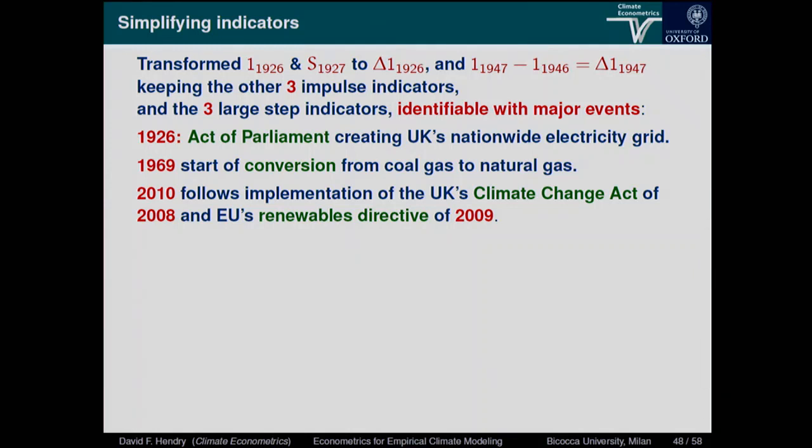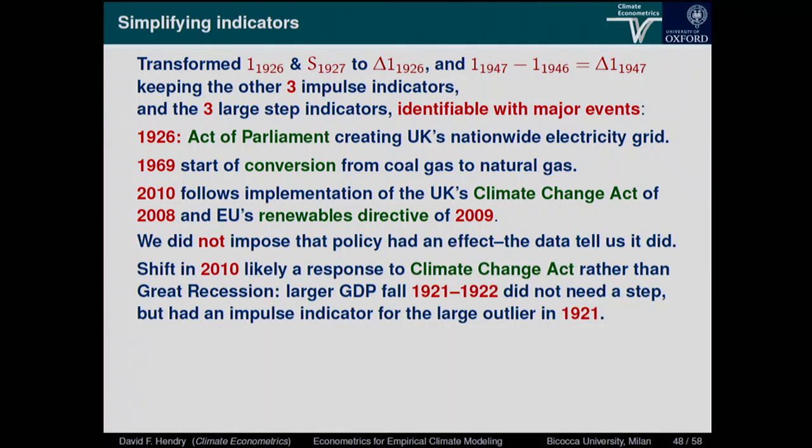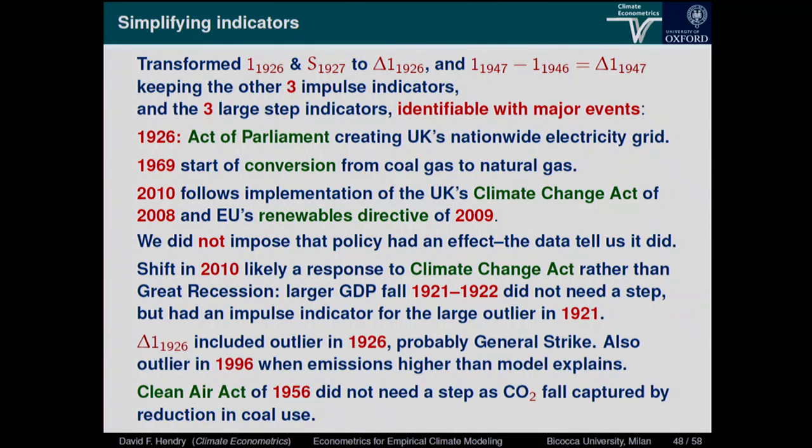And then 2010 follows the UK's Climate Change Act of 2008 and the EU's Renewable Directive of 2009. It takes a time for people to react to these, but they've had a very dramatic effect on what's going on. Now, the Climate Change Act was cross-party and almost unanimous in Parliament. Almost everybody in the British Parliament, however stupid you might think it now is, was actually very sensible about climate change back in 2008. Now, we don't impose that these indicators pick up the policy effects. The data tell us it does. And we think 2010 is almost certainly the response to the Climate Change Act.